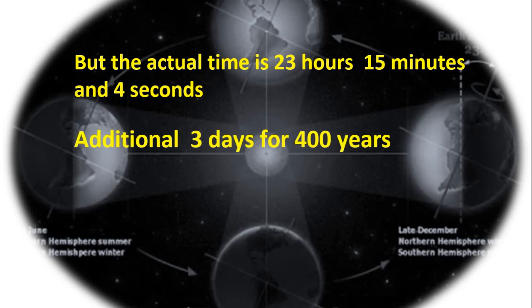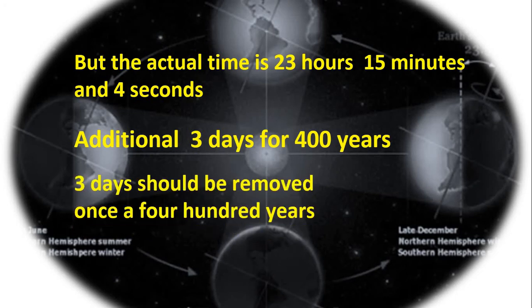Accordingly, we remove 3 days per 400 years. If we are adding 1 day, that means 24 hours per 4 years, to avoid that earlier said negligence, we add an additional 3 days over 400 years. That means we have to reduce that additional 3 days. So 3 days should be removed once every 400 years.